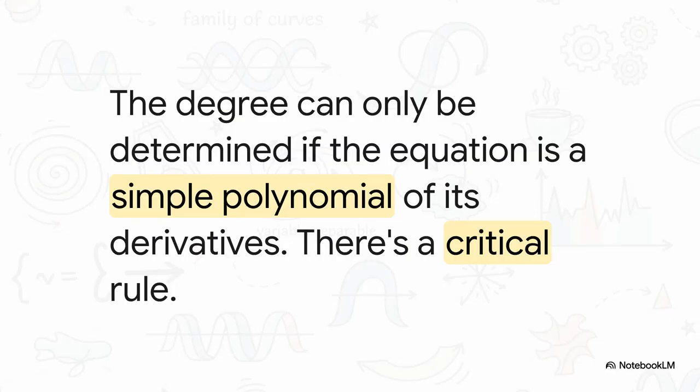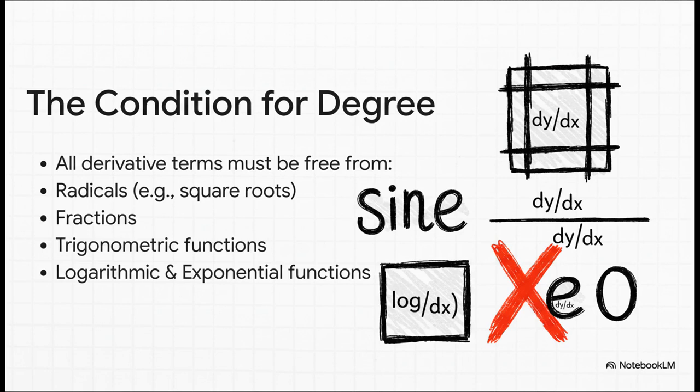There's this one critical rule for finding the degree, and it's that the degree can only be determined if the equation is a, quote, polynomial in its derivatives. So what on earth does that mean in practice? Well, it means that for the degree to even be defined, all the derivative terms have to be free. They can't be trapped inside other functions like sine or log, or stuck under a square root. It's like they have to be standing out in the open. If you can't use algebra to free them up, to get them standing on their own, then the degree is just considered not defined. And that rule? It's absolutely crucial for understanding the basic structure of the equation.